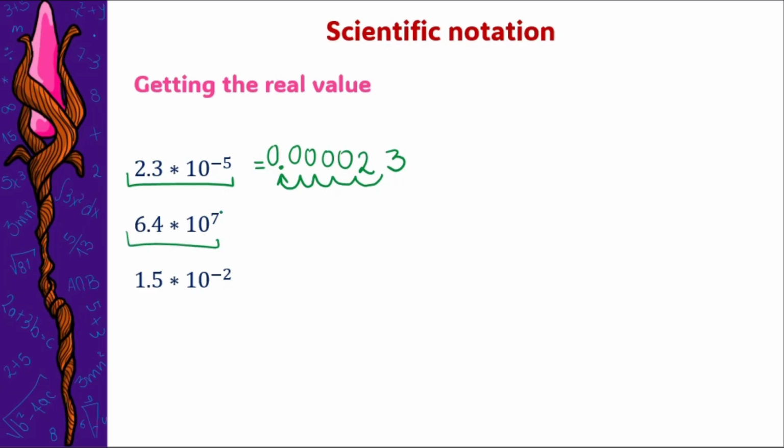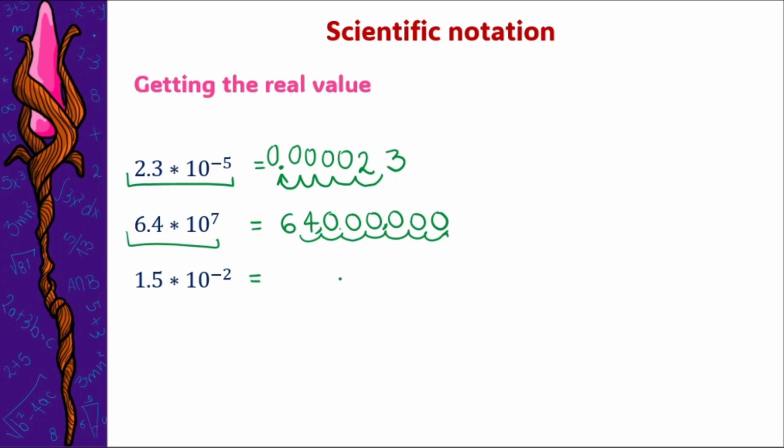Let's see, for example, this one. This one is multiplying, so the number gets bigger. So 6.4 and we need to move it 7 places. 1, 2, 3, 4, 5, 6, 7 places. You see it? 1, 2, 3, 4, 5, 6, 7 places. So this is going to be the final number. We can put the commas so we can identify actually what number that is. It's 64 millions. 6.4 times 10 to the power of 7 is actually 64 millions.